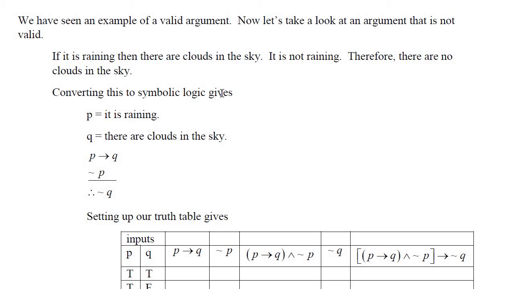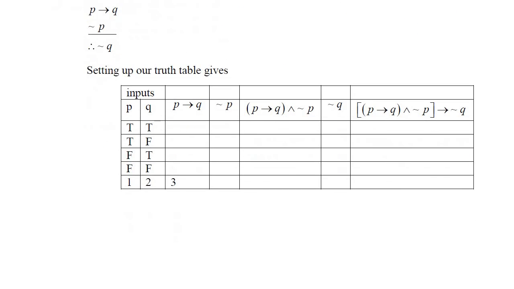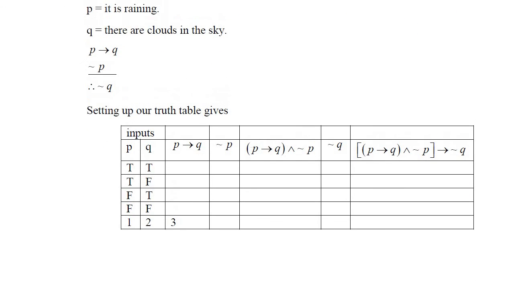So converting this to symbolic logic, P is the statement it is raining, Q is the statement there are clouds in the sky. So I have if P, then Q, not P, therefore not Q. So let's set up our truth table for this.